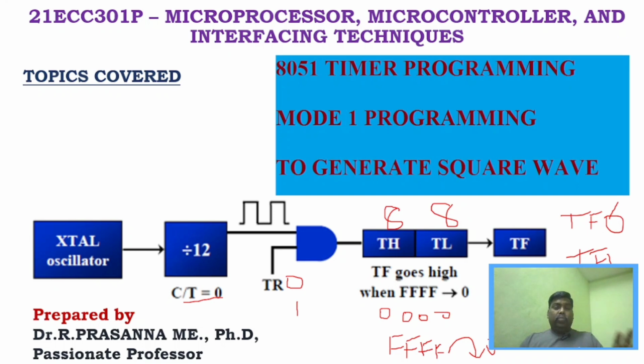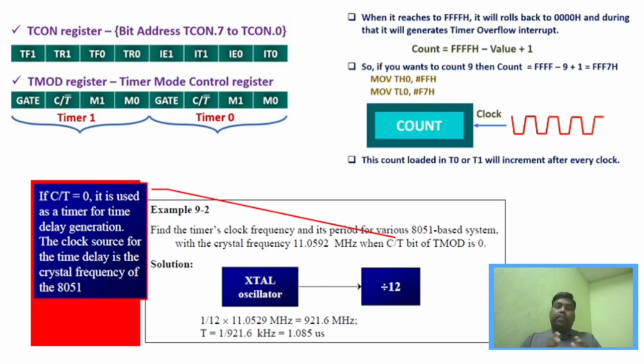Now what we are going to do is see how we can configure the timer in mode 1 operation to generate a square wave. Before going to that programming, I'll just refresh the basics again, because in order to program the timer, we know that we have to configure the TMOD register, the TCON register, and also feed the count value. We have 4-5 steps which are very important.